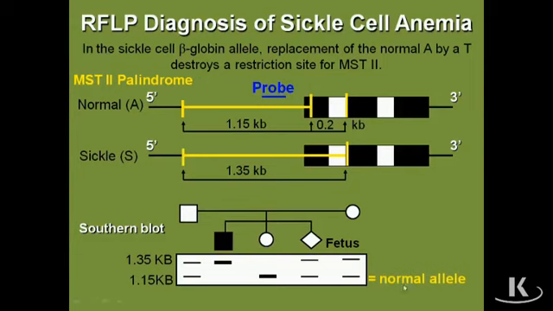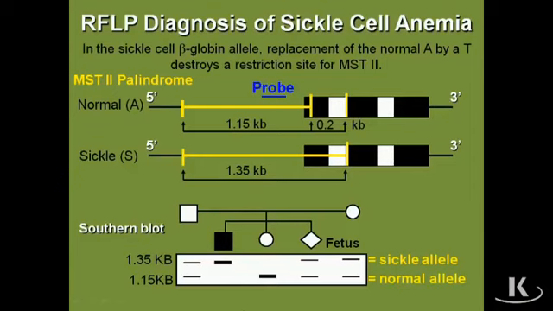We can see that the normal allele down here is going to correspond to the 1.15 kilobase pair band. So this 1.15 kilobase pair band is going to correspond to the normal allele, whereas the sickle cell allele is going to correspond to the 1.35 kilobase band. You see, the 1.35 kilobase band down here is going to correspond to this sickle cell allele. So if a particular individual's banding pattern came up like this, you need to be able to work backwards and say, aha, this person is heterozygous for the sickle cell allele.